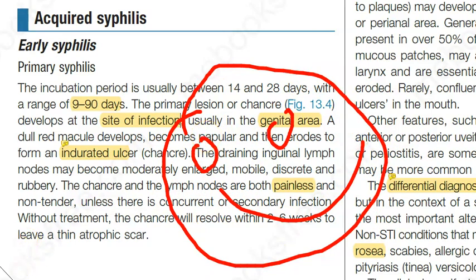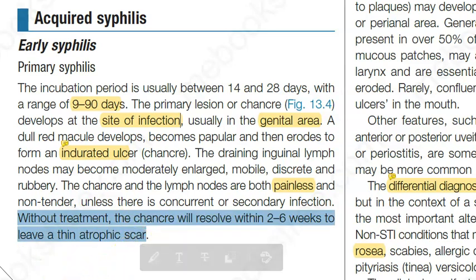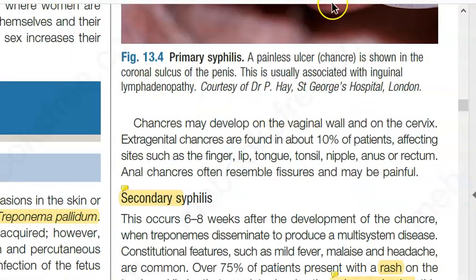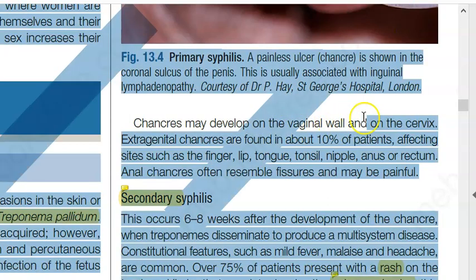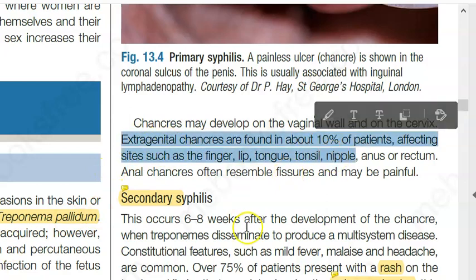This is the primary syphilis, okay? These will resolve within 2 to 6 weeks without treatment. So more smiley, okay? They can leave a thin scar though. So it can happen in male, female, everybody, guys. Male penis, then female vaginal wall, cervix, okay. Extragenital also can happen, okay, in some people.